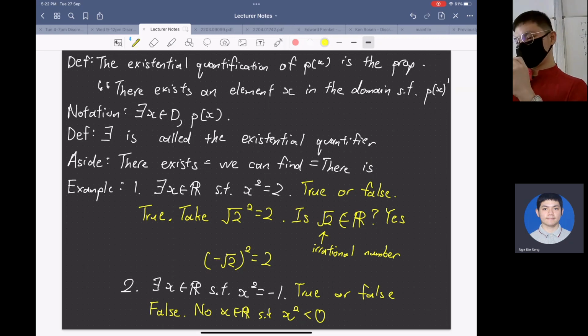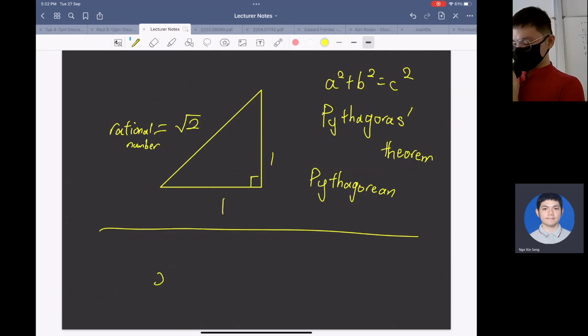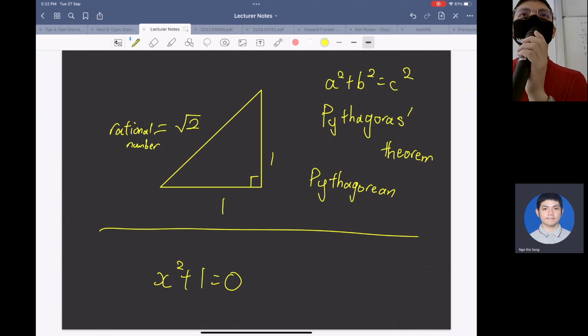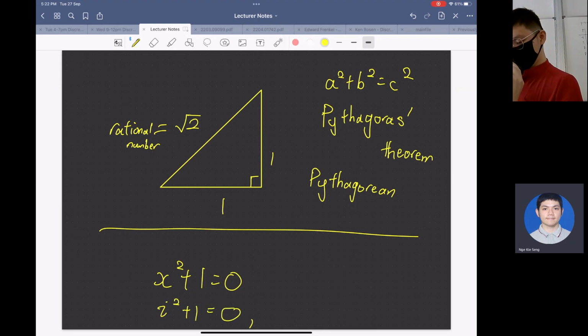So how can I solve this polynomial? I introduce a root. Call it i, such that i squared plus 1 equals 0, which means i squared equals -1. This is how the complex numbers get introduced. And in fact, complex numbers work.